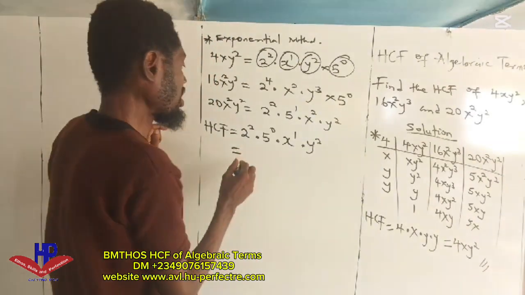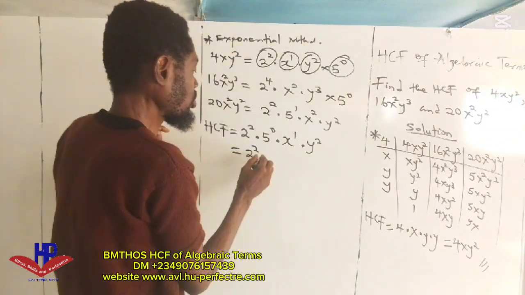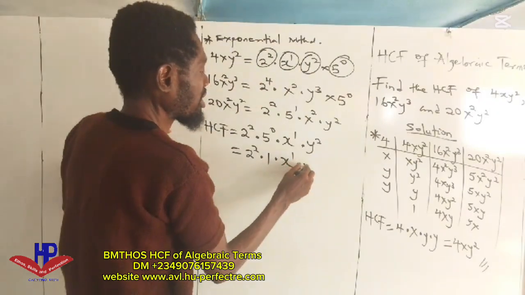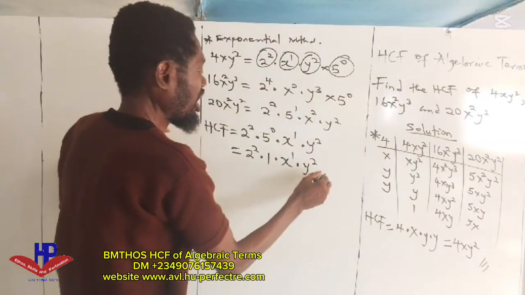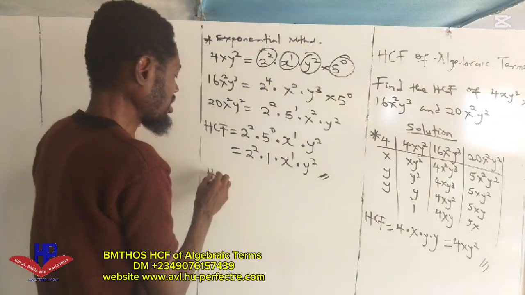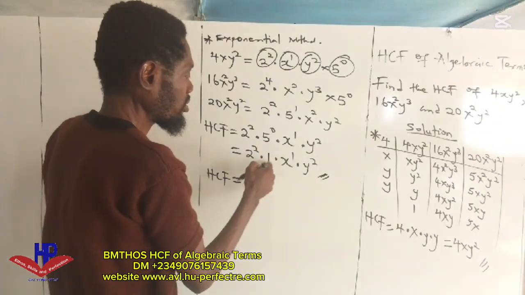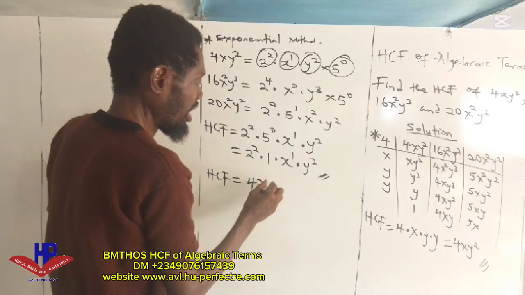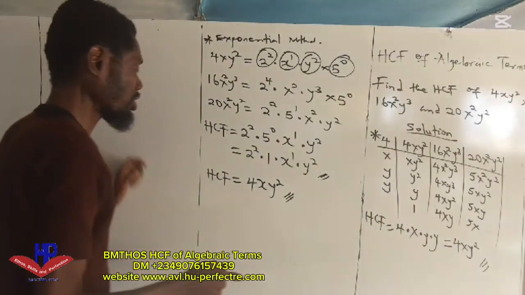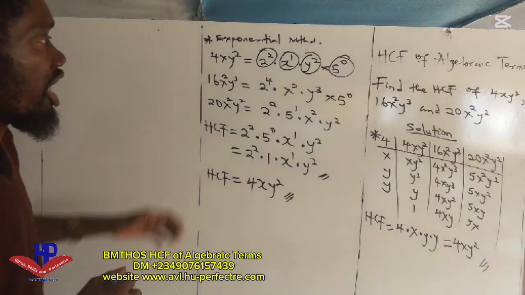You notice that 5 to power 0 is 1. So we have 2 to power 2 times 1 times x to power 1 times y to power 2. This is our exponential result. But if you're asked to put your answer directly, 2 to power 2 is 4, times 1 is still 4, x and y raised to power 2, which is the same as the one we got in the tabular form. So that is how you solve using the exponential method.